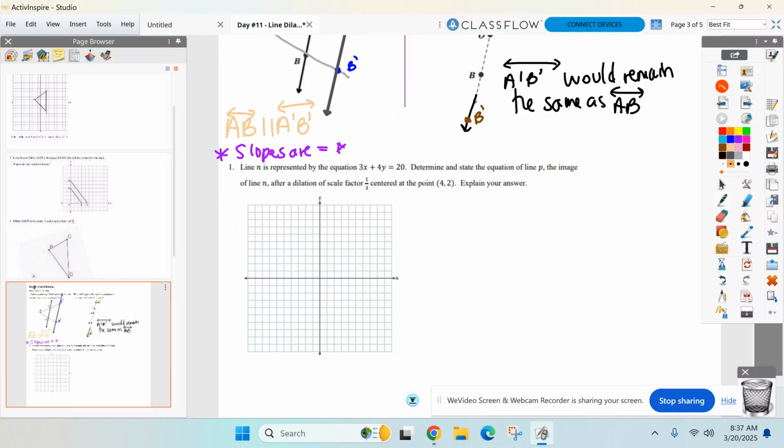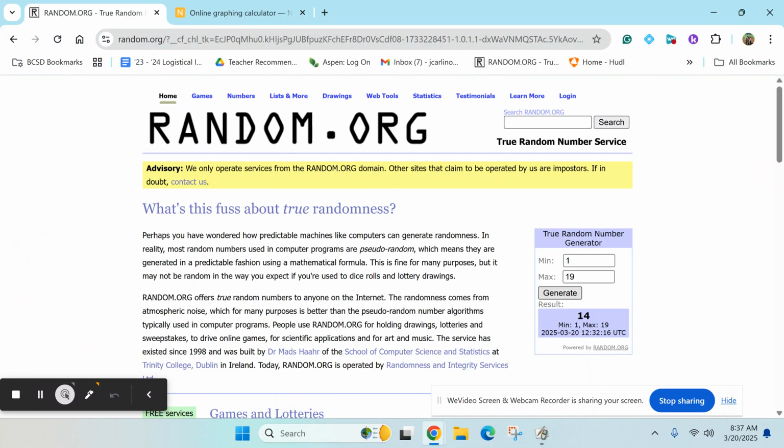Let's try these out, both cases. Line N, 3x plus 4y equals 20. We'll get back to that. I want a new line, though, called P, and that line's going to be dilated by a scale factor of 1/3 at 4,2. So quickly, before we start, are points going to get closer to 4,2 or further away based on that scale factor I gave you? Are points going to get closer or further away if the scale factor's 1/3?